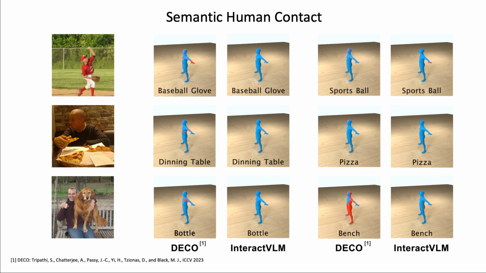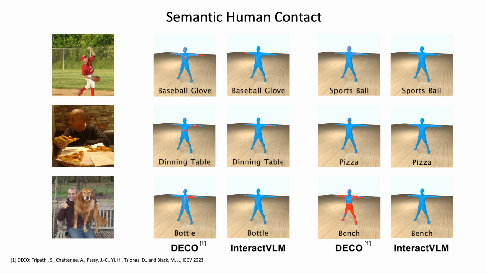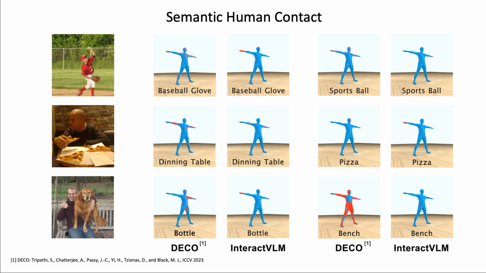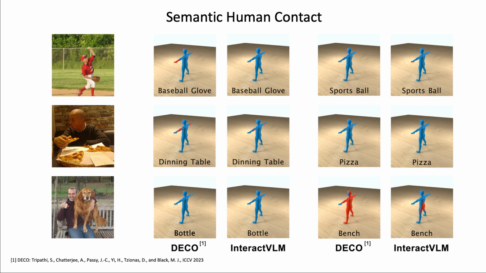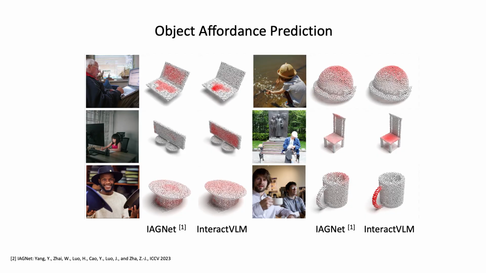Here are the qualitative results for the task of semantic human contact prediction. We compare our method InteractVLM with Semantic DECO. In the third row, see how Semantic DECO predicts the entire body as contact for the bench category. Here are the qualitative results for object affordance prediction. We compare our InteractVLM with the state-of-the-art method for object affordance. For the mug case, see how our method accurately predicts affordance. For more results, please refer to the supplementary paper.